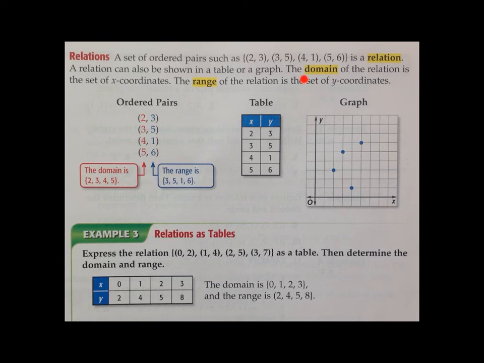I remember it this way. The D in domain comes before the R in range, alphabetically. So domain is the first set of numbers, range is the second set. So in this table right here, the first set of numbers is the domain, and the second set of numbers is the range.